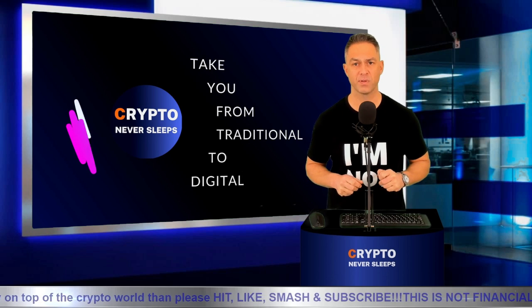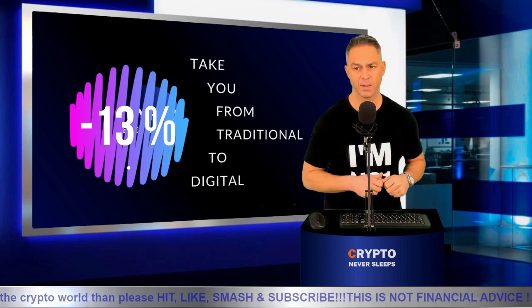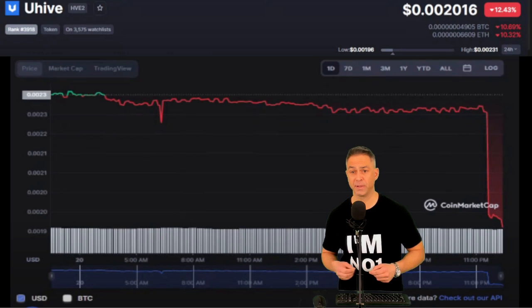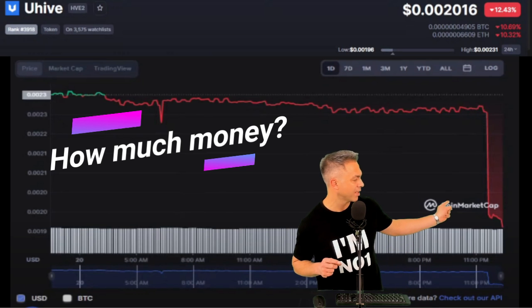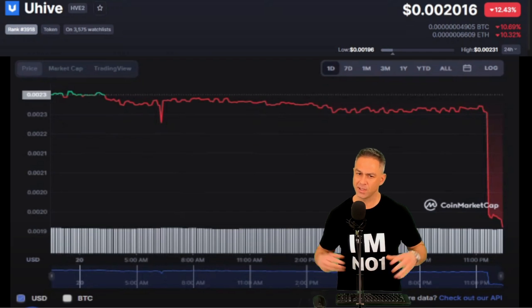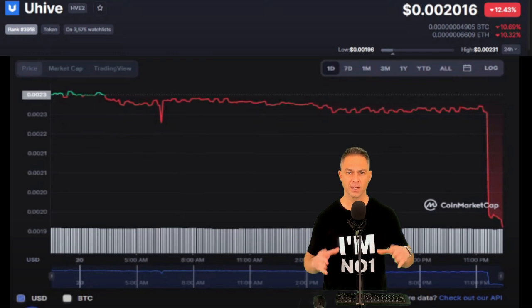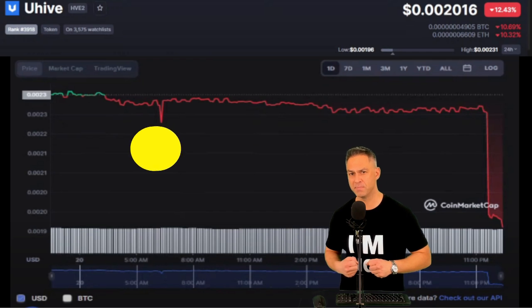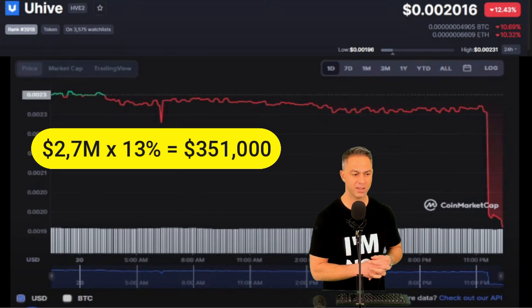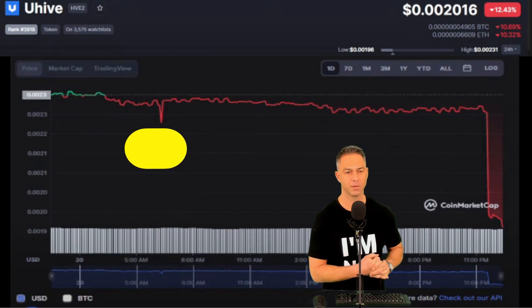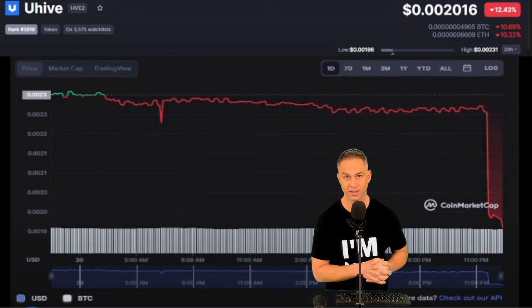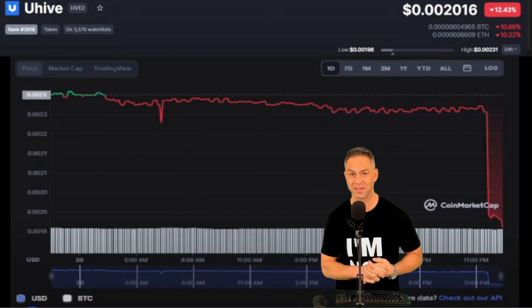And it only took me a few minutes to crash the price by 13%. The biggest question, however, should be, how much money did it take me to push down the price 13%? You see, the simple calculation would be take the market cap 2.7 million times 13%. That would be approximately $351,000. Well, let me tell you, it was less than that. But I will reveal that in the end.